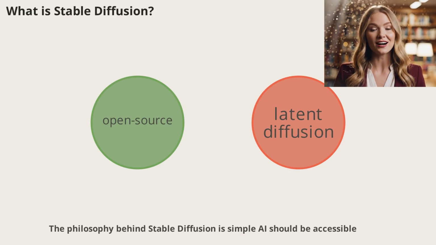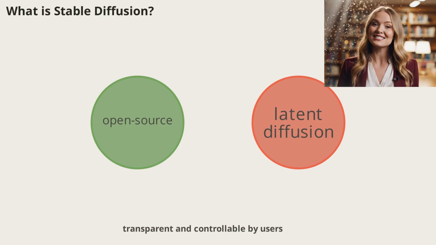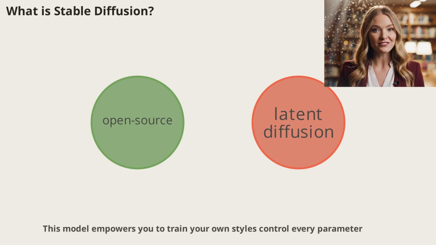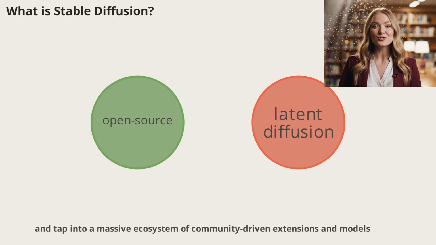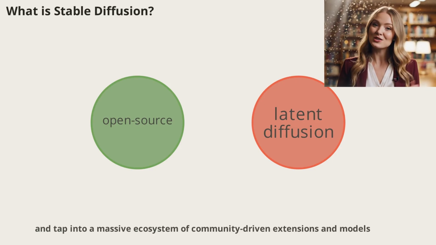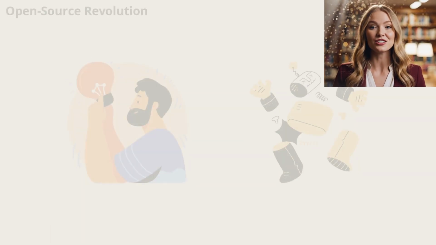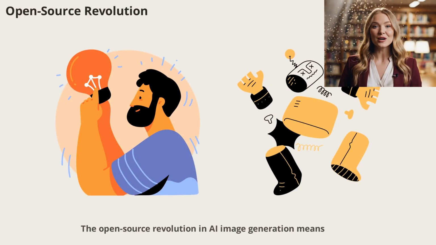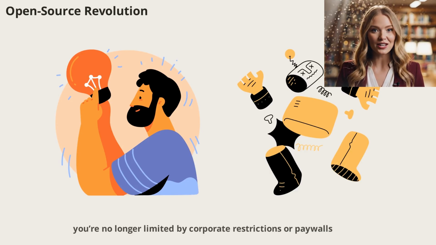The philosophy behind Stable Diffusion is simple. AI should be accessible, transparent, and controllable by users. This model empowers you to train your own styles, control every parameter, and tap into a massive ecosystem of community-driven extensions and models. The open-source revolution in AI image generation means you're no longer limited by corporate restrictions or paywalls.